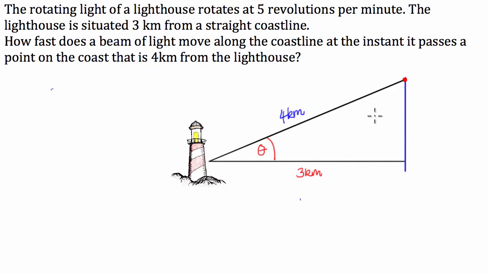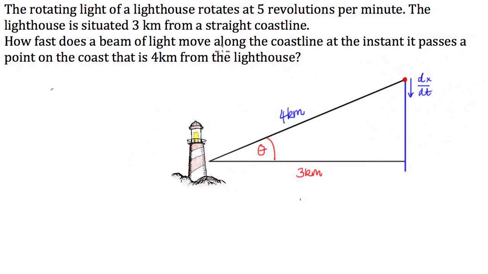Great. So let's just weigh up what we need to find out. How fast does a beam of light move along the coastline at the instant it passes a point on the coast that is 4 kilometers from the lighthouse? Okay, so here's a little point that we have to work out, and we're looking at the velocity that the point of light is moving in this direction if we assume that the lighthouse is rotating in that way. So this is going to be a velocity, or I'm going to call this dx dt. Okay, so we are looking for this dx dt.